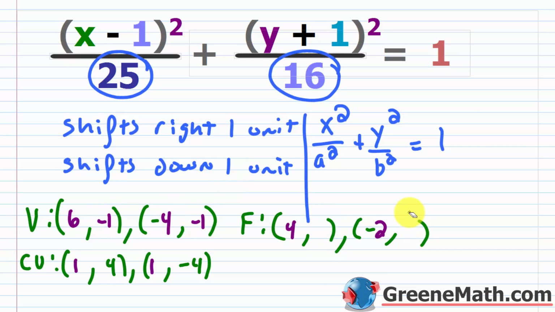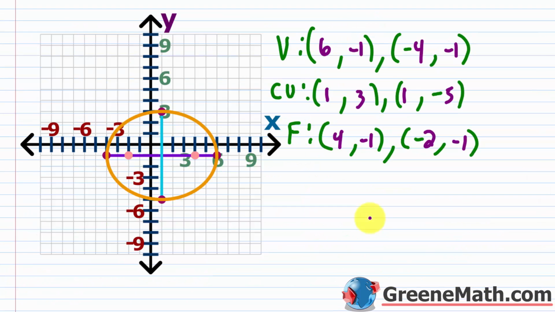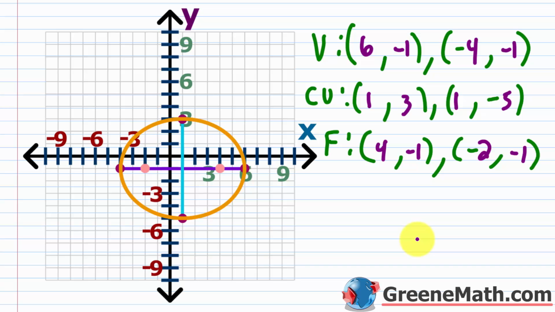And then this is minus 1 and minus 1. And then this is going to be 3. And this is going to be negative 5. Okay, so let's copy this. So I've got everything pasted here. Let me just go through the points.